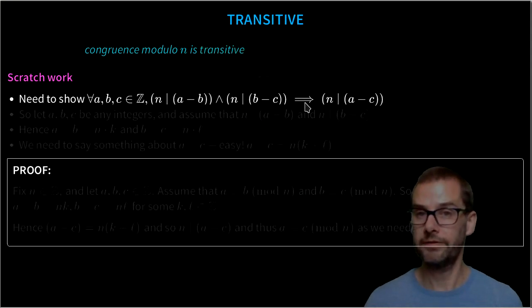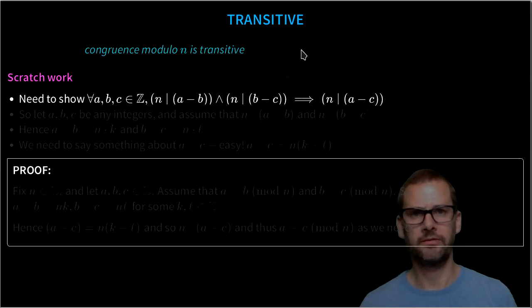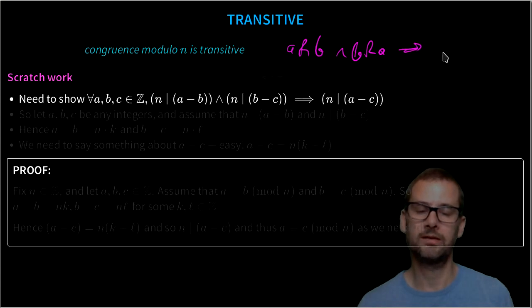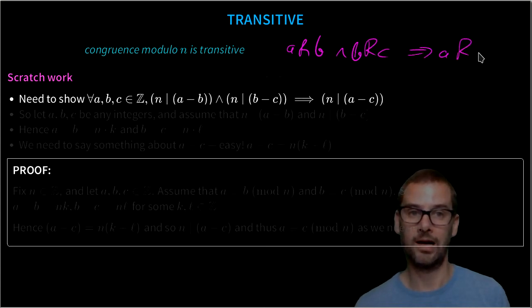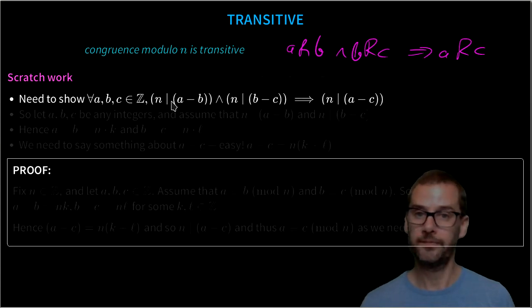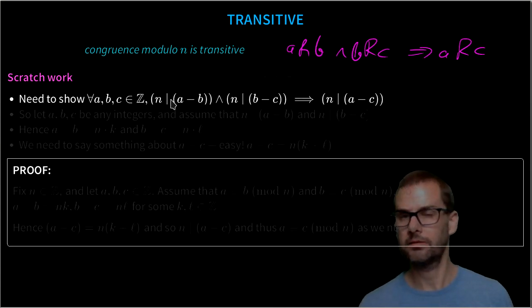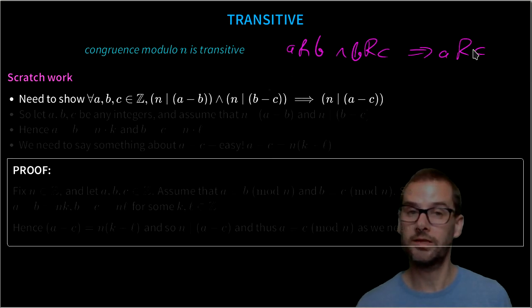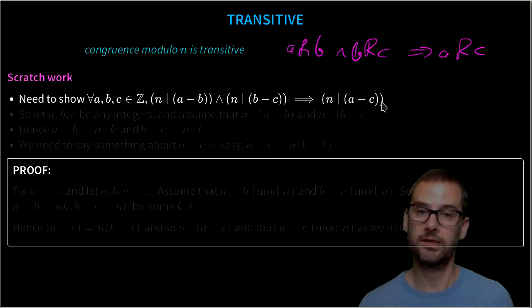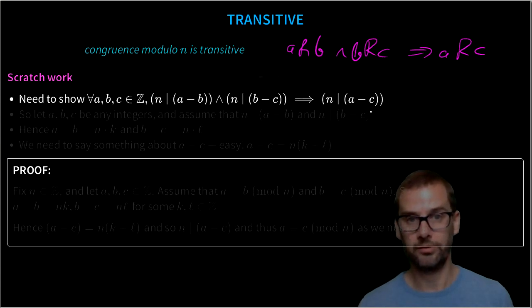Finally, let's look at transitivity. So remember, transitive means A R B and B R C implies A R C. So we need to show for all A, B, and C, if A is congruent to B, that is n divides A minus B, and B is congruent to C, that is n divides B minus C, then A is congruent to C, that is n divides A minus C. So let's go through this.